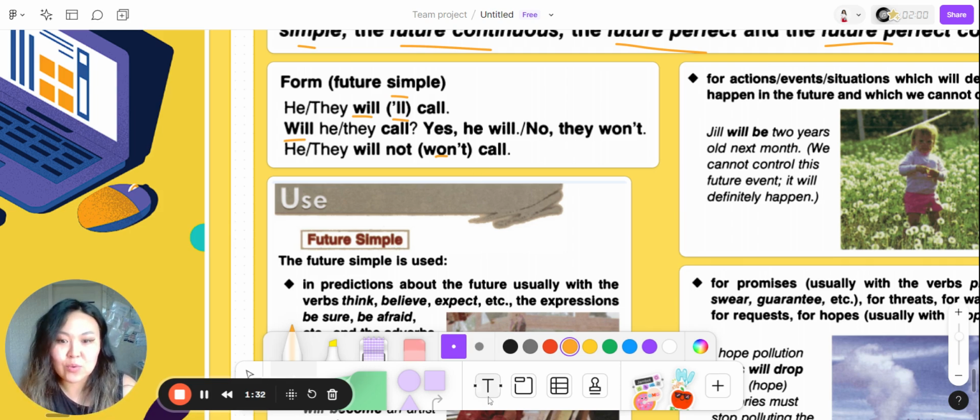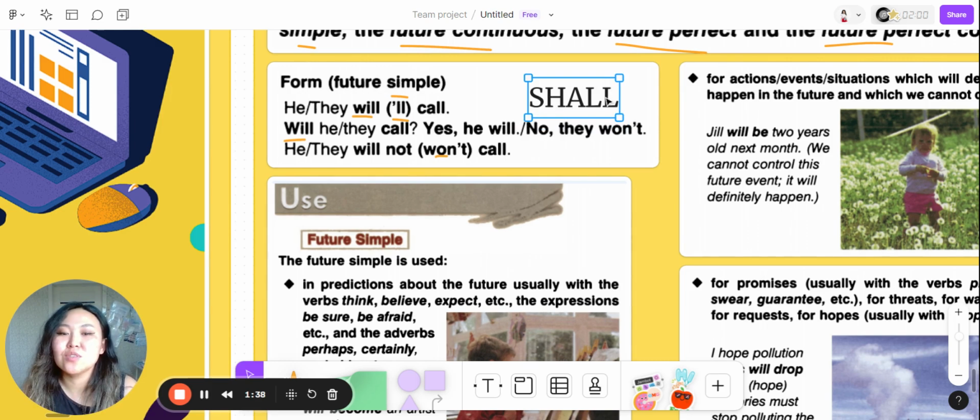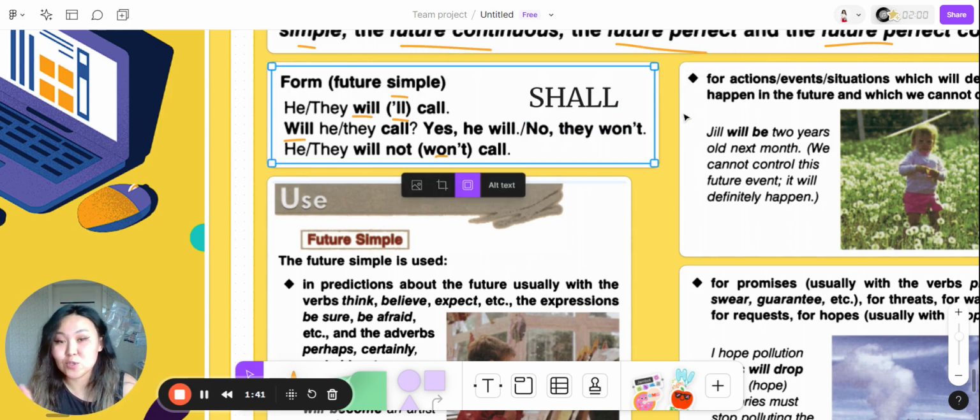And we also remember about shall. In the past, when we talked about the future, we needed to use shall for first person singular and plural. But now you don't have to do it. You can say I will do something.